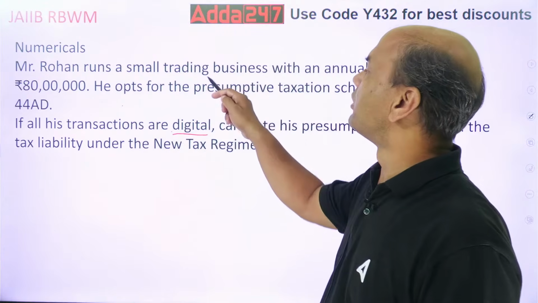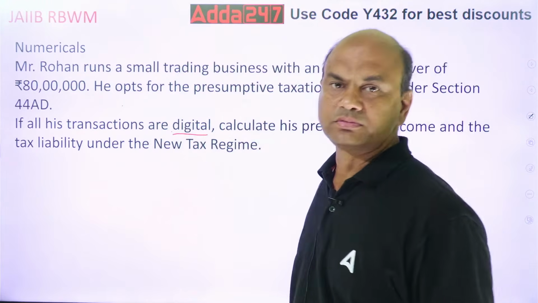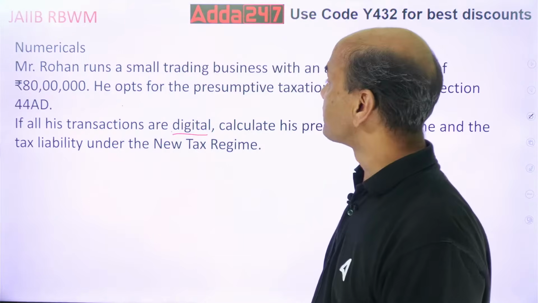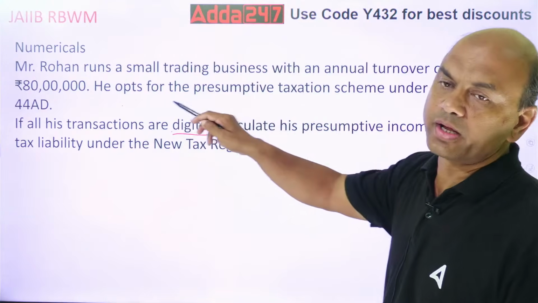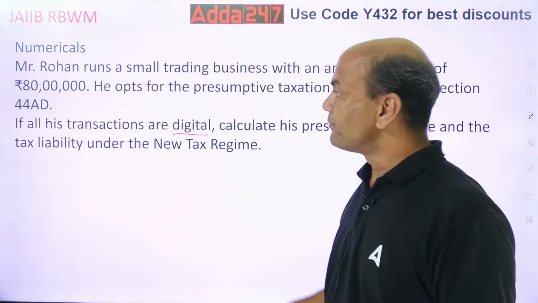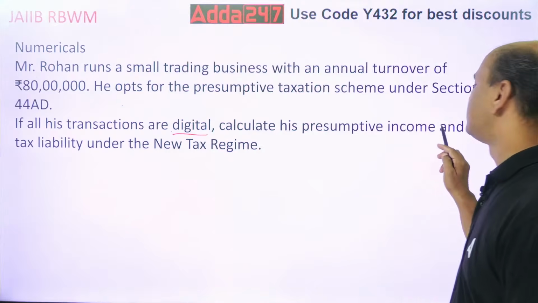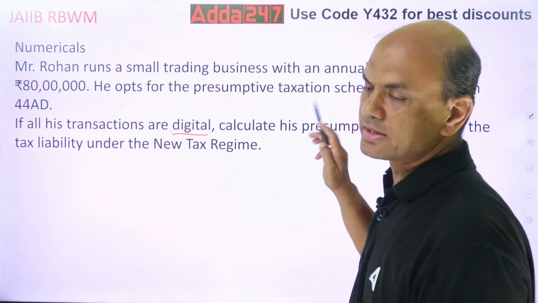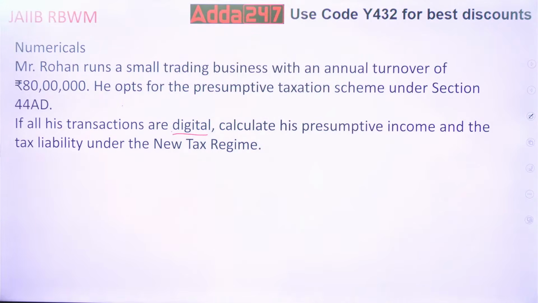Mr. Rohan runs a small trading business with an annual turnover of 80 lakhs. Pay attention. He opts for presumptive taxation scheme under section 44 AD. If all his transactions are digital, calculate his presumptive income and tax liability under the new tax regime. What do you think? Everyone, try this.